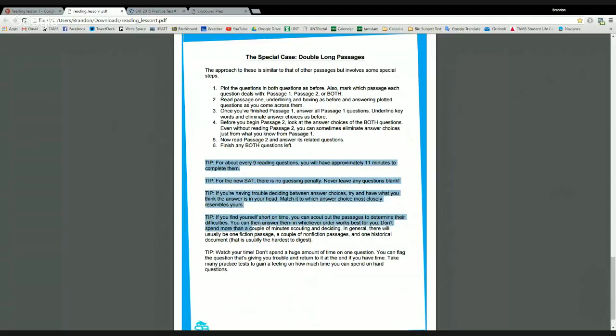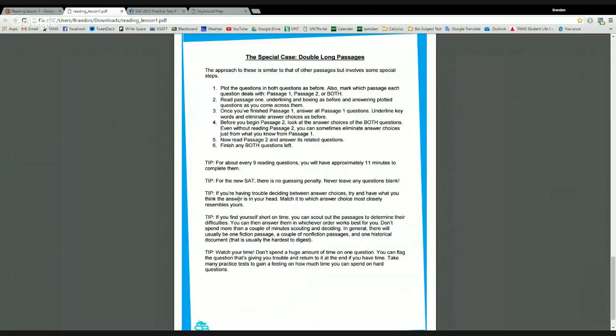Now we're just going to have a few small tips. For about every 9 reading questions, we will have approximately 11 minutes to complete them. So get your timing right and always practice. For the NeoCT, there's no guessing penalty, so never leave a question blank. Even if you don't have time, answer anything. Always make sure you answer the questions rather than leave them blank.